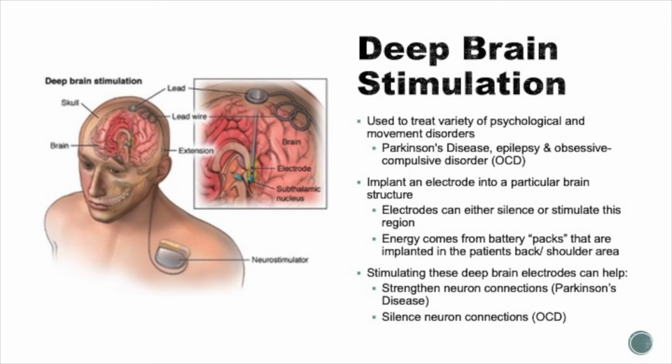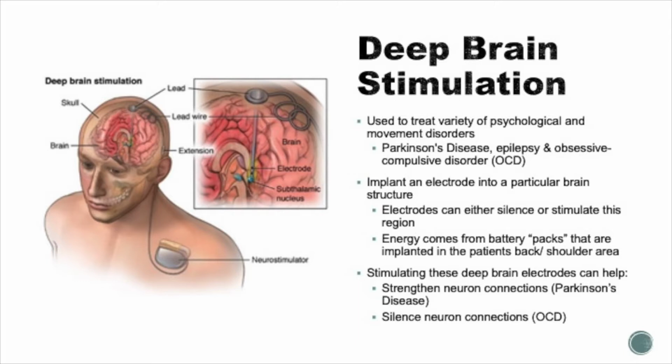And the energy that produces either the stimulation or the silencing comes from these battery packs, kind of similar to the neuroprosthesis of the sensory feedback information pack. And these are implanted in the patient's back or shoulder area. And what it does is it stimulates these deep brain regions that can help either strengthen neuron connections.